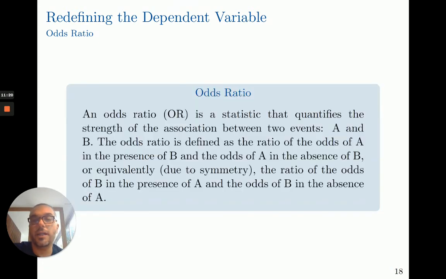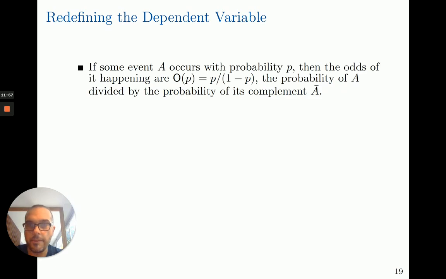So let's look at the definition of an odds ratio. An odds ratio is a statistic that quantifies the strength of the association between two events. Let's say that we have two events, A and B. The odds ratio is the ratio of the odds of A in the presence of B and the odds of A in the absence of B, or equivalently, due to symmetry, the ratio of the odds of B in the presence of A and the odds of B in the absence of A.